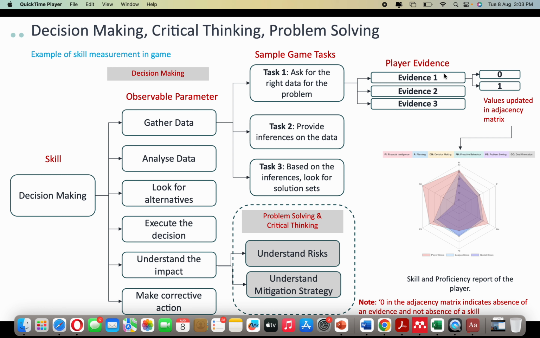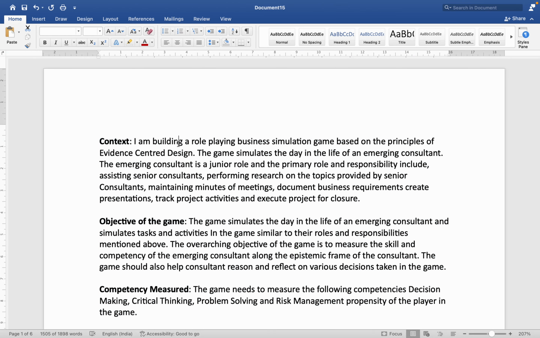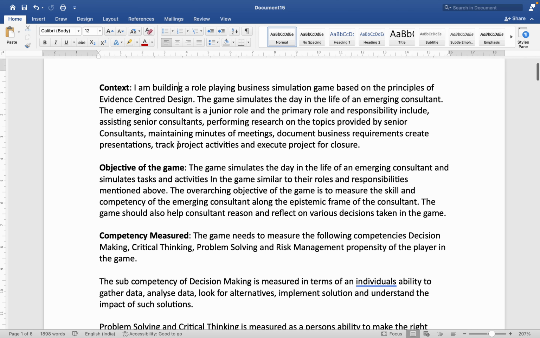Sir, as you're aware, I'm currently working on the evidence-centered design of measuring higher order skill sets using games. So for one of the clients, what I'm proposing is to use components of AI and see how the higher order skill sets could be measured. What I'm showing you right now is the prompt engineering part which gets fed into the AI system.